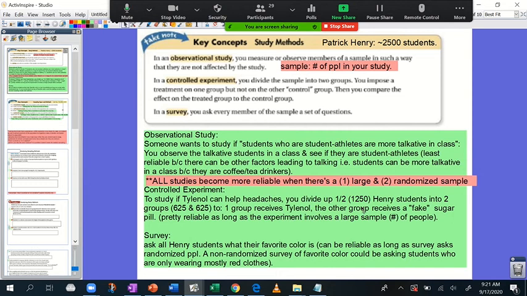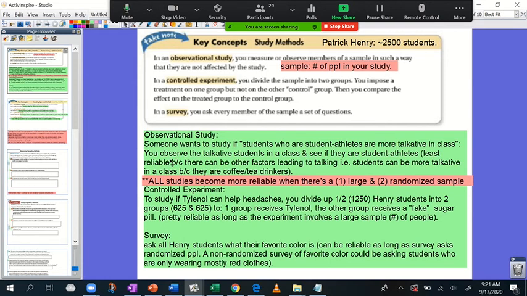Randomize is also important because you want to ask people. Your study becomes more reliable if you ask people what their favorite color is, no matter what they're wearing: red, green, blue, black, pink, purple. All right.